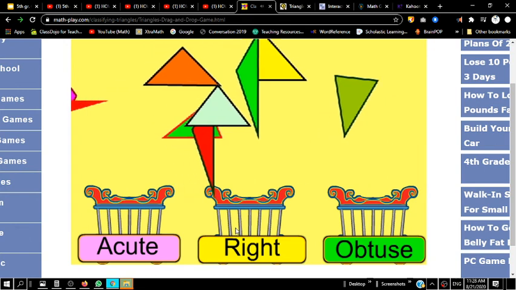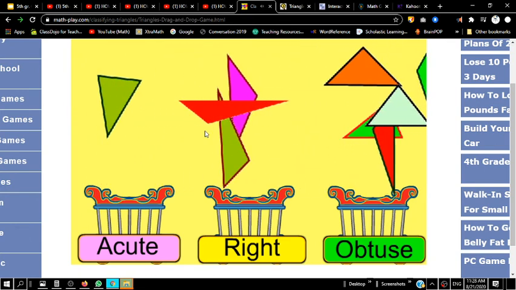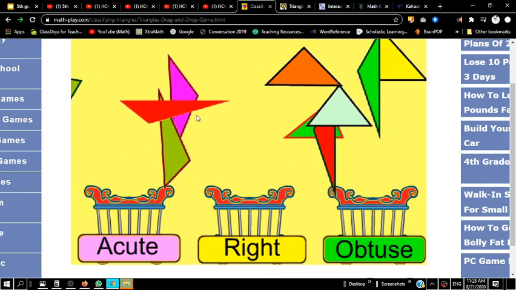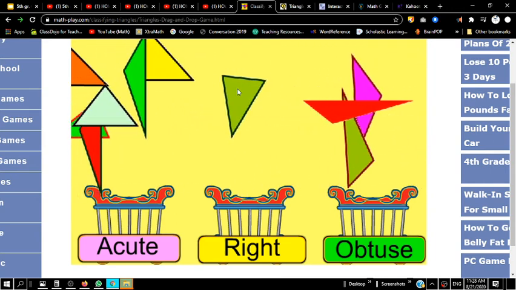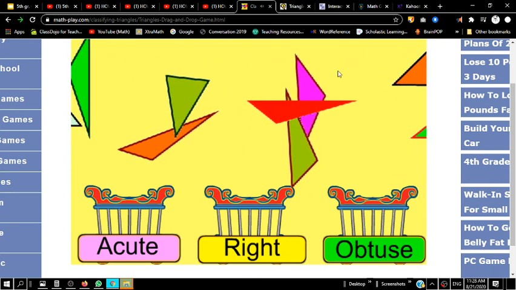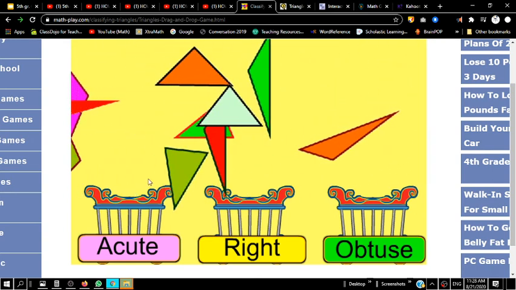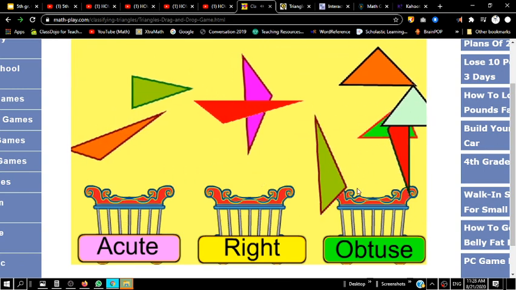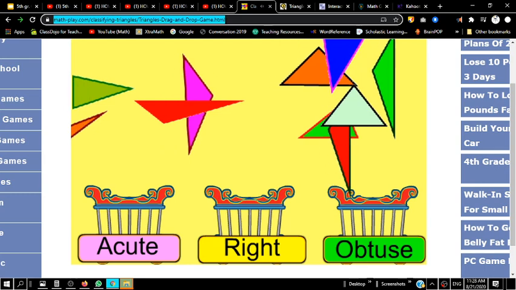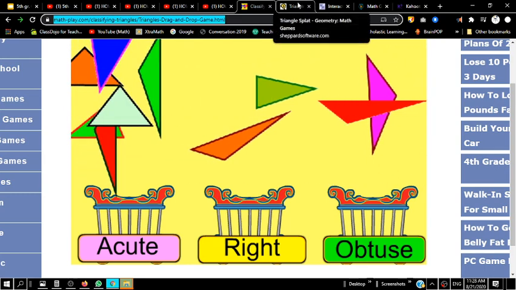Let's see. Oh, apparently that's not a right triangle. I need to find a right triangle. Where is it? It's kind of hard when you can't see it and it's going so fast. Is this one? Here we go. Okay. Let's see. An acute triangle. An obtuse triangle. All right, so you get the understanding, right? I'm going to put this link in the notes so you guys can play this at home if you want.